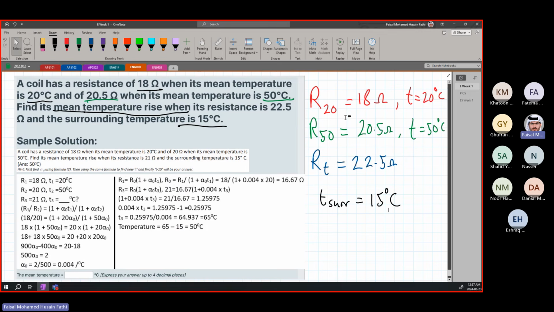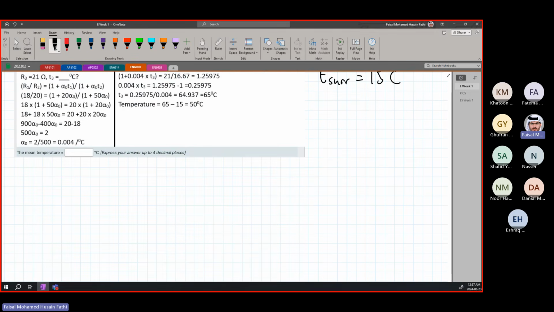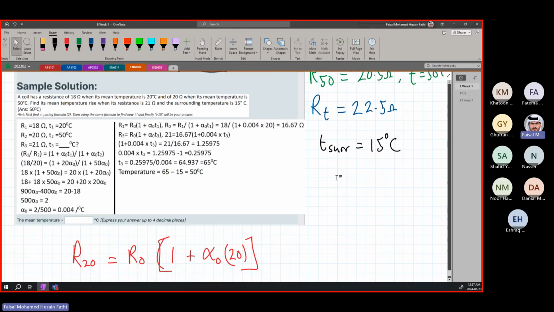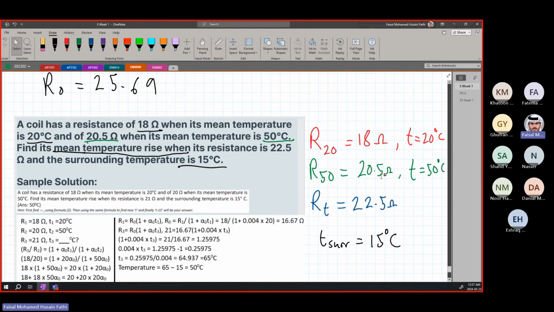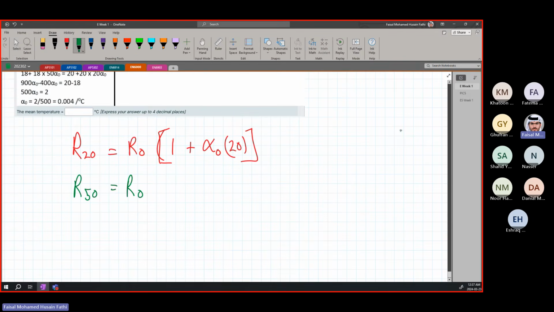Again, we will be applying the exact same formulas that we saw earlier. So we have two formulas here. First one is R20 is equal to R0 into 1 plus alpha 0 times T, which is 20 degrees Celsius. And this is the temperature at R20. Then we have R50, if I'm not mistaken, it's 20 and 50, right? Yeah, R50, which is the same formula, R0 into 1 plus alpha 0. The temperature now is 50 degrees.